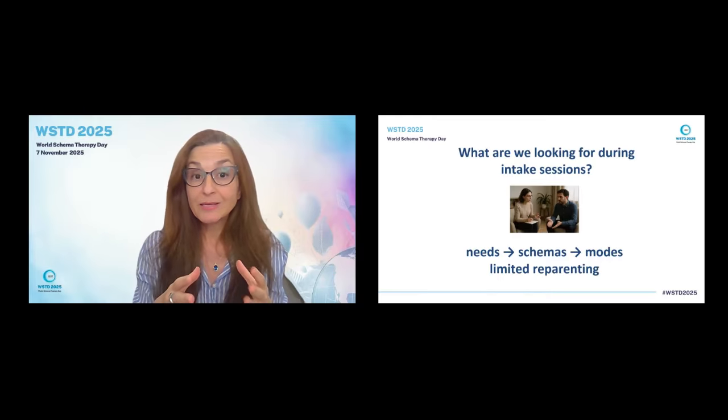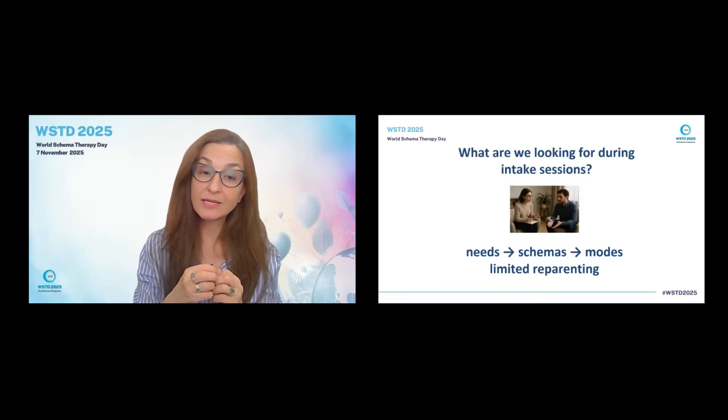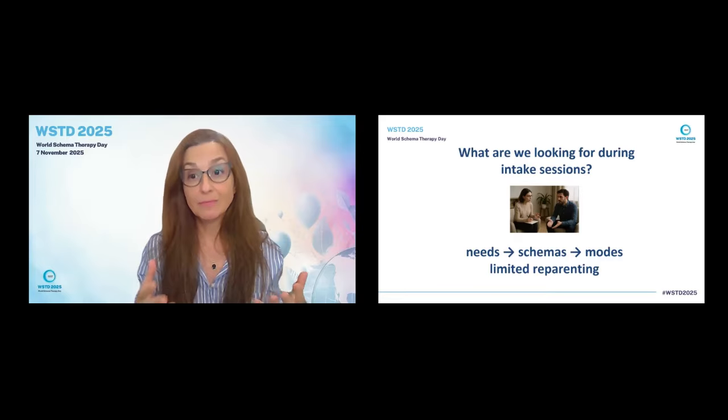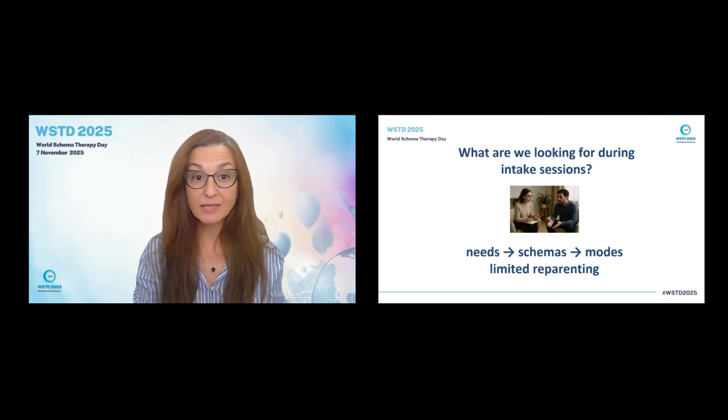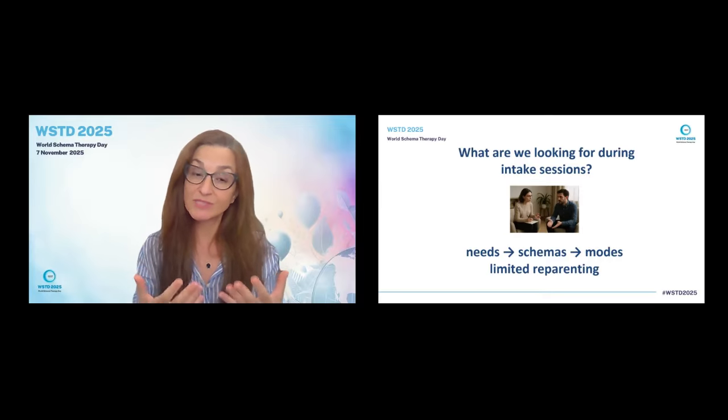Our aim as schema therapists is to understand as much as we can about the client's unmet needs, the schemas that have been developed, and the modes that show up today, both for building the case conceptualization and for guiding our stance of limited reparenting with that specific client.